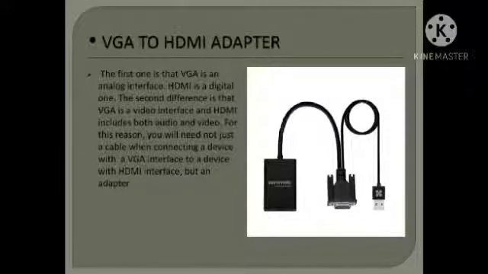The first difference is that VGA is an analog interface. HDMI is a digital one. The second difference is that VGA is a video interface and HDMI includes both audio and video. For this reason, you will need not just a cable when connecting a device with a VGA interface to a device with an HDMI interface, but an adapter.